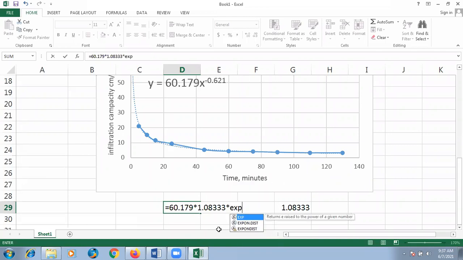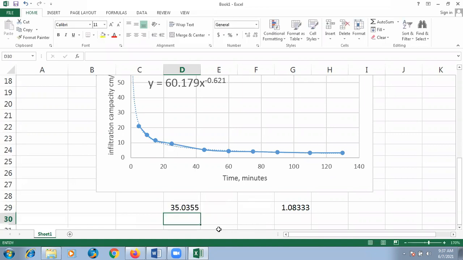exponential minus 0.621. So if you do this, the minus sign has not come.